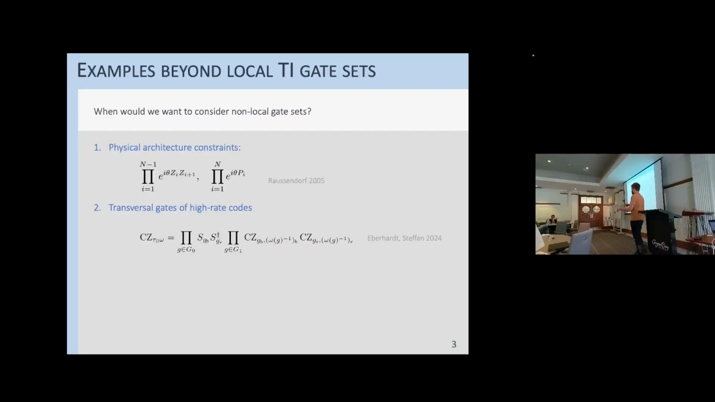I mean, I'm sure there's others, but this is an example of one thing that you can do, this whole product of CZs, but you can't just do that one, so you can't break your gate set into these pieces. And kind of more generally, where do you get these non-local gates?